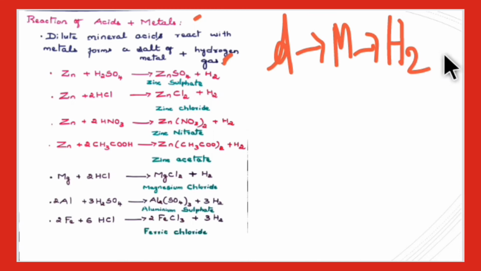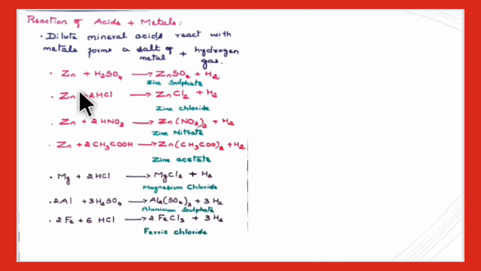So let us check out a few examples here. Zinc, Zn plus H2SO4 acid, forms zinc sulfate, ZnSO4, and H2, hydrogen, is liberated. Next, zinc with HCl forms zinc chloride and releases hydrogen. Third case, zinc with HNO3 gives zinc nitrate, and hydrogen is released. So in all these cases you can observe that hydrogen gas is released. Only the number of hydrogens, whether 3, 1 or 2, depends.